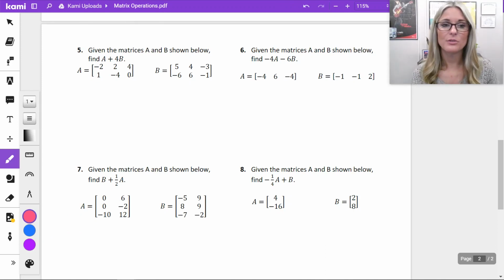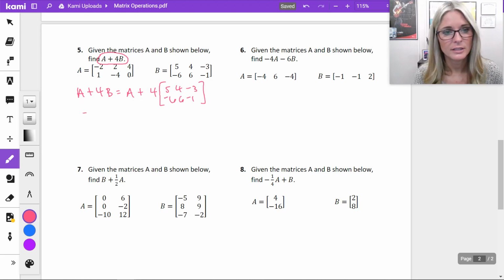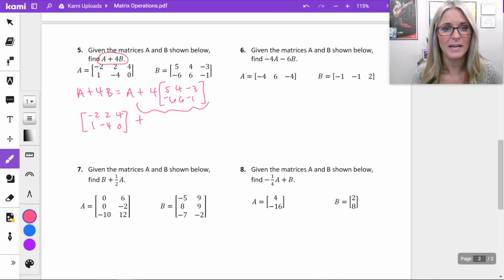On our second page of our notes, we're going to put everything together. Number 5, given the matrices A and B shown below, we're going to find A plus 4 times B. All right, so let's go ahead and do the scalar multiplication. We're going to multiply everything in B by 4. So I'm going to fill that in a little bit here. I'm going to write my A matrix. We're going to have A plus our new B here after we multiply it by 4.